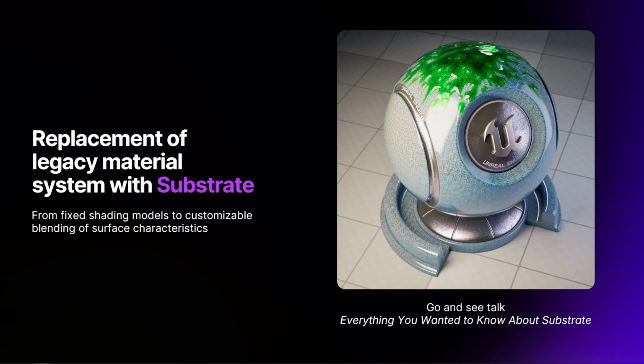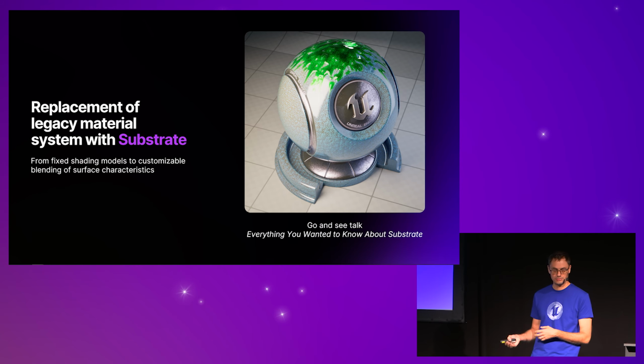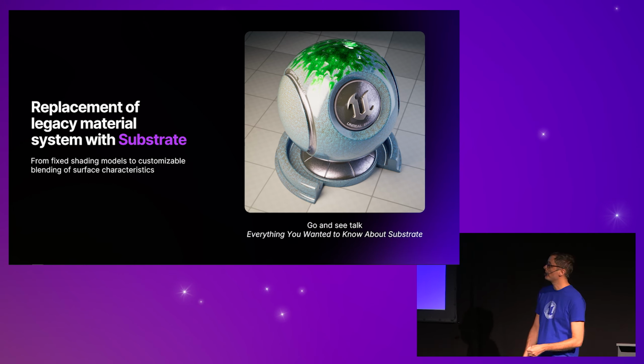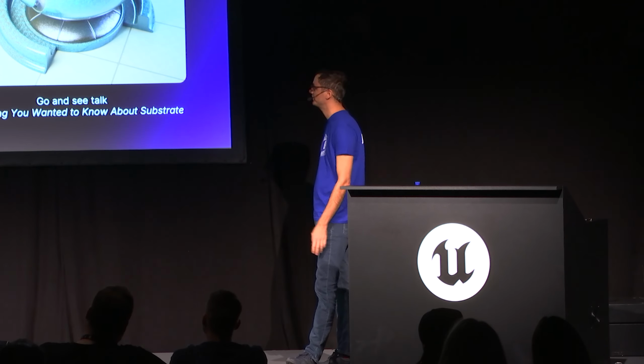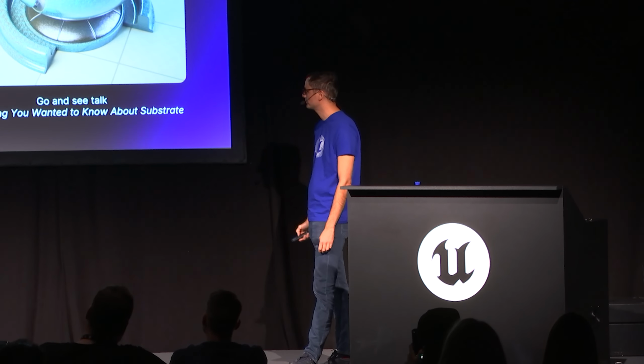Material-wise, the key change coming in 5.7 is that we are changing our legacy material system to use Substrate now. So basically, you're not going to use the one you're used to, the fixed shading, unlit, opaque, and so on. Now you get a system that allows more customization in doing your surface representation. I'm not an expert at all, but there's a very nice talk this afternoon by Nathaniel, who is one of the leads on this feature. So if you want to know more about this, I would recommend going to see his talk this afternoon.